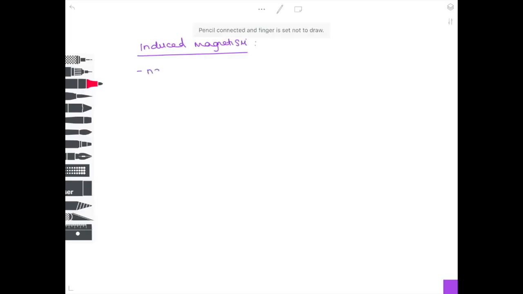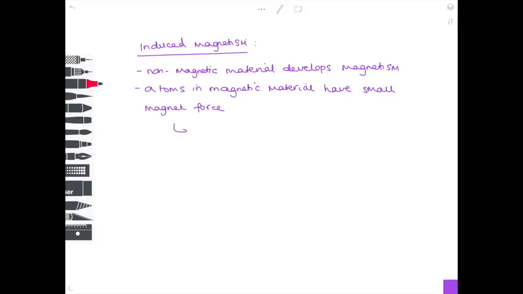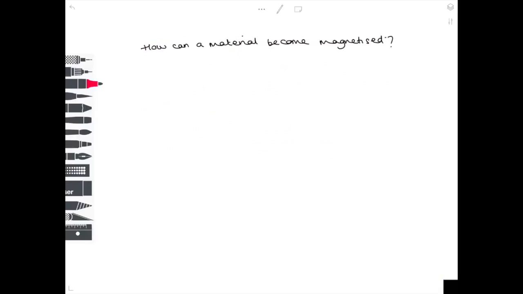And that's when a non-magnetic material develops magnetism. You find that atoms in the magnetic material have a small magnet force, and that when these forces are pulled into line, the material becomes a magnet. Looking at how a material can become magnetized, it can become weakly magnetized or strongly magnetized, depending on how you magnetize it.